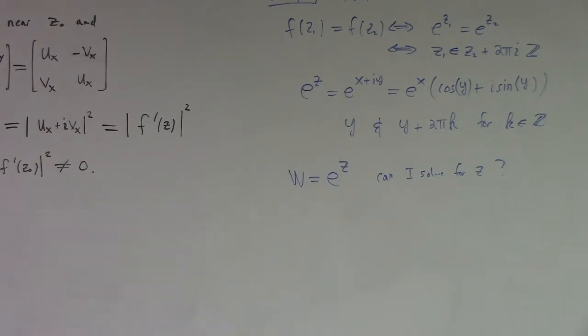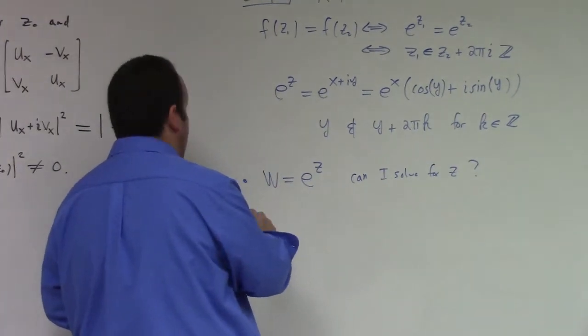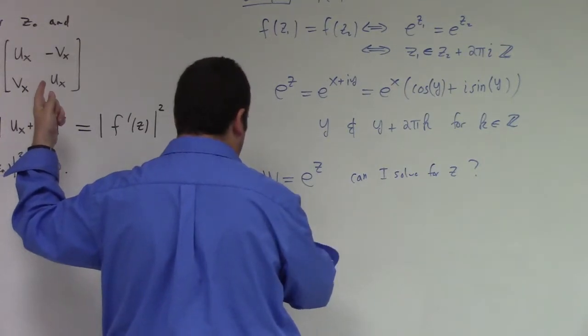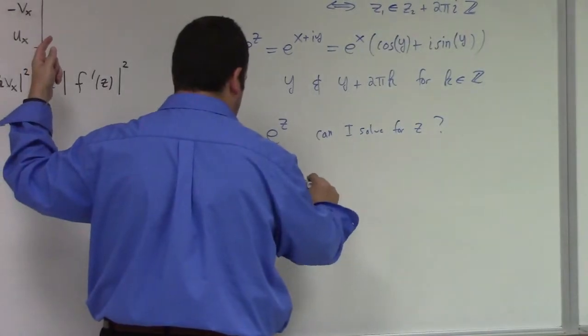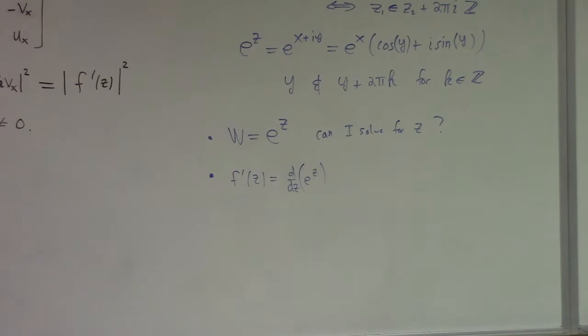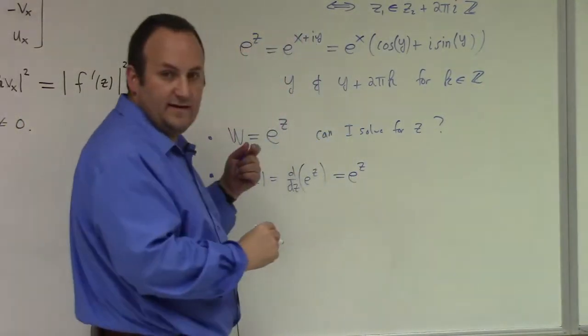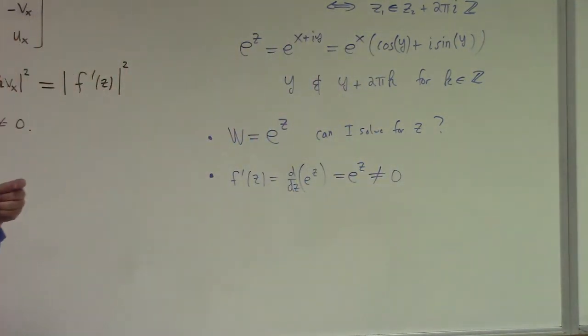So let's see here. That was one question, but I was trying to apply this theorem. So how does the theorem get applied? How about this? F prime of z is what? d/dz of e to the z? The derivative of e to the z is, as we proved before, e to the z, which, as we were just discussing, is everywhere non-zero, right? So that means that for the exponential, you can find a local inverse with respect to any point.